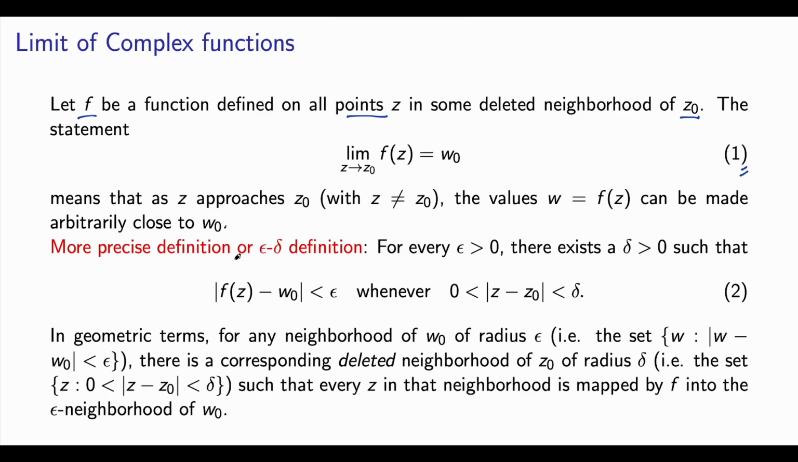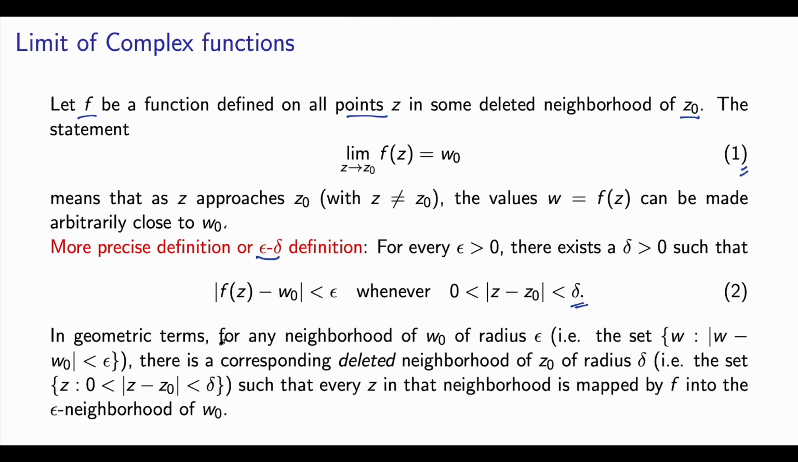In a more precise way, we can define it using the epsilon delta definition. So for every epsilon greater than 0, there exists a delta greater than 0 such that modulus of f(z) minus w naught is less than epsilon whenever modulus of z minus z naught is less than delta and greater than 0.